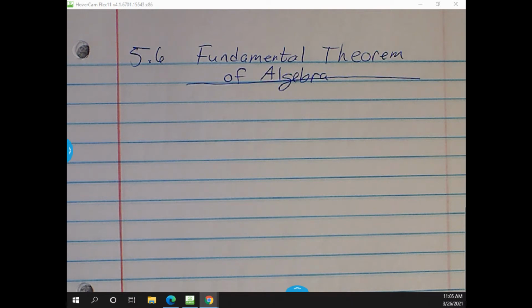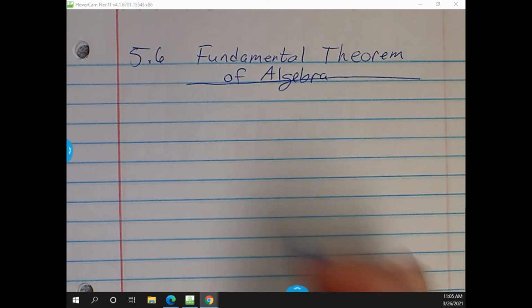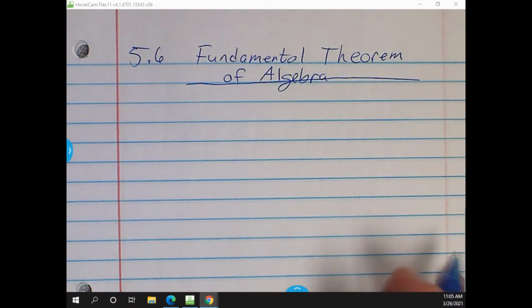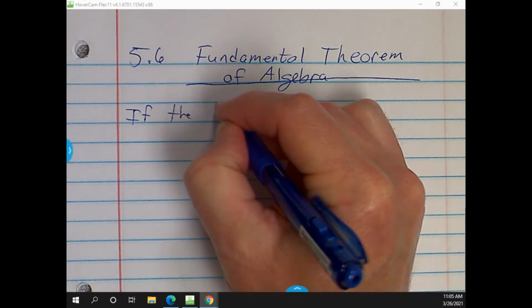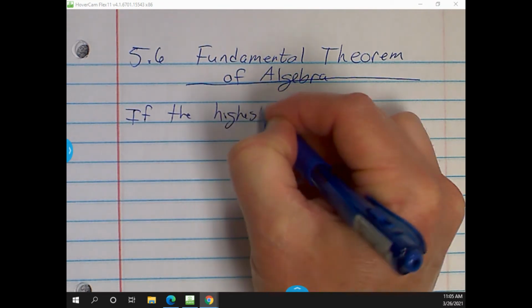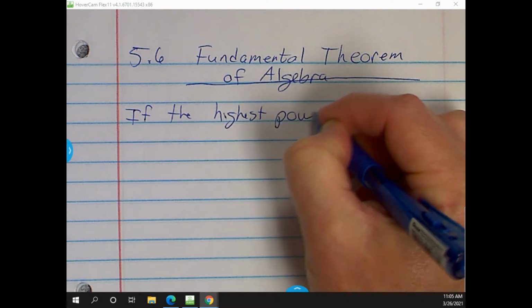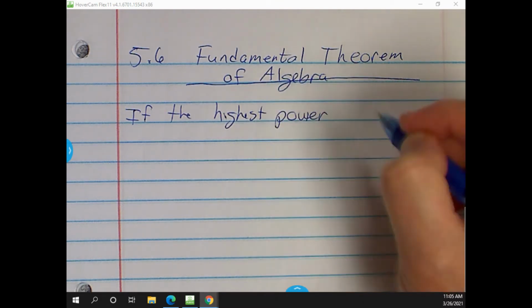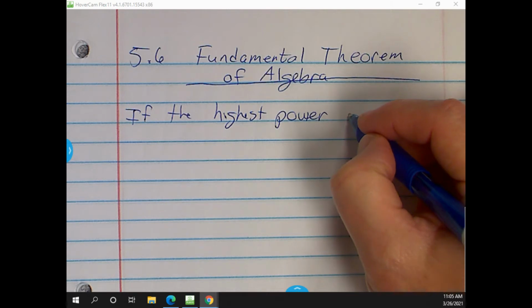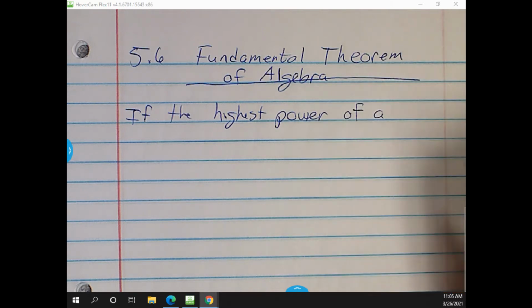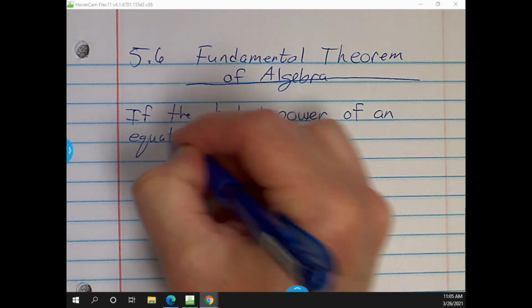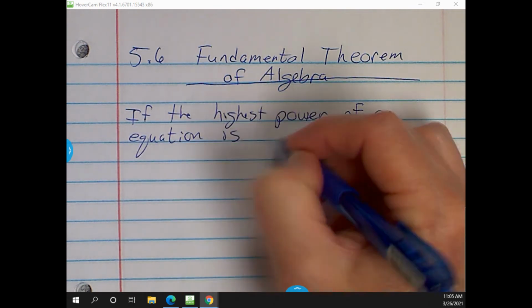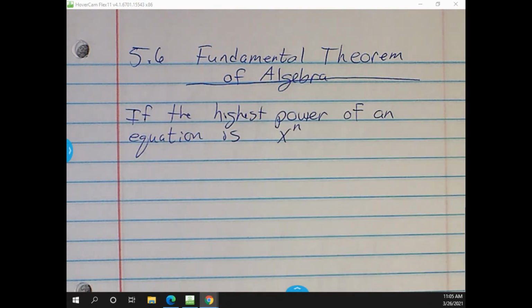Okay, the fundamental theorem of algebra basically is this. Again, we've talked about it for everything, so we're just officially putting something to it here. If the highest power of an equation is x to the n power.